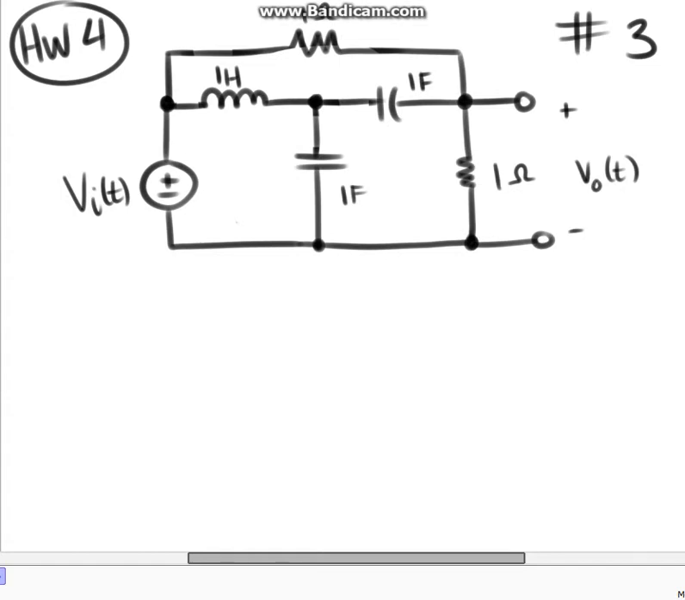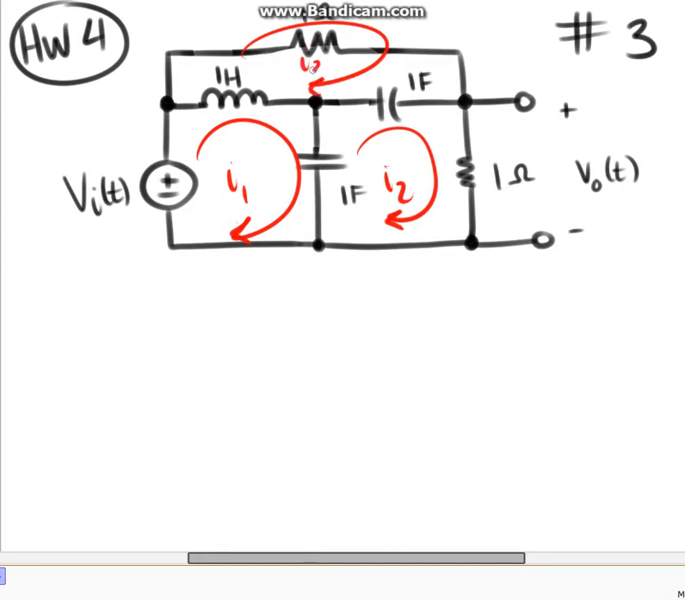Hello guys, I'm going to be doing question 3 from homework 4, and this is the circuit that we're going to be dealing with. We're going to be finding the output voltage across this 1 ohm resistor on the right using state space. In order to do that, we need to find our state variables. Before we do that, let me draw our mesh current loops. I1 is going to be here, I2 will be here, and I3 will be this long loop at the top.